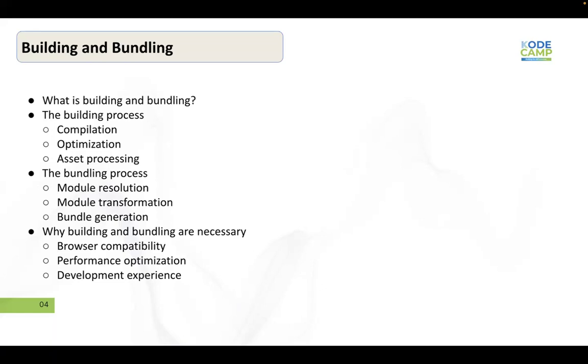The third thing is hash generation. It creates content-based hashes for caching. And then the fourth thing is source map generation. It creates debugging information.